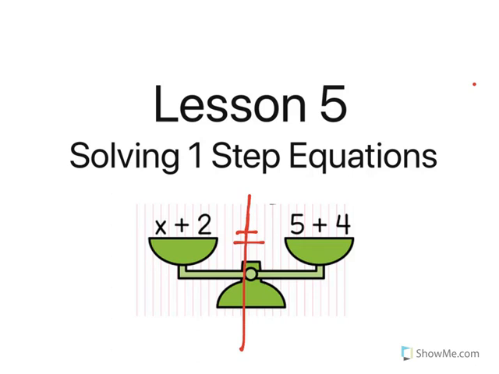So if you notice, on the right-hand side, we have 5 plus 4, which is equal to 9. We need to think to ourselves, what do we need to add to the left-hand side for it to also equal 9? And in that case, it would be 7. Now, it's not going to be as simple as this, but keep that idea in mind where you want your equation to always be balanced.